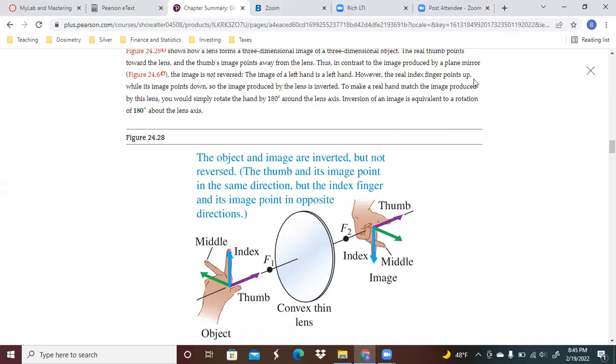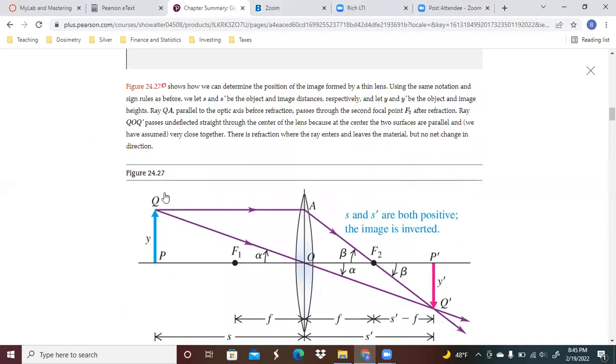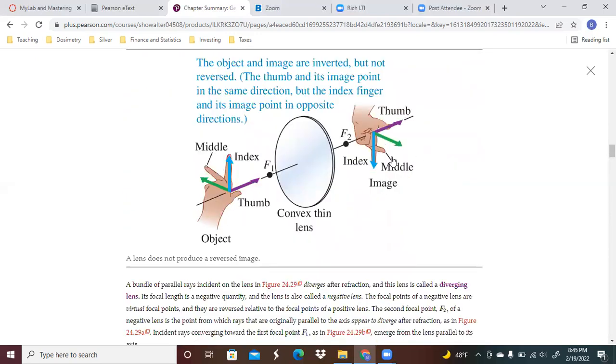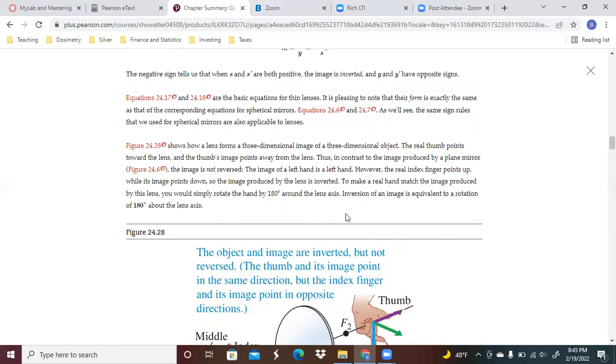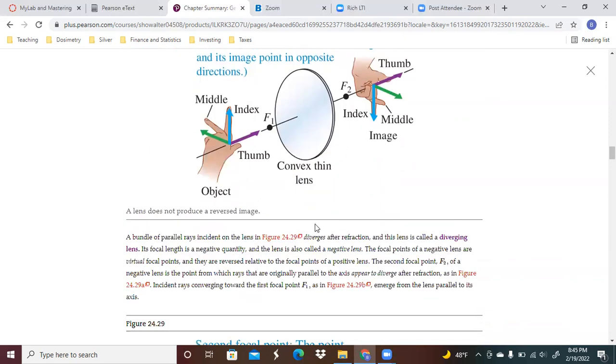The image of a left hand is, in fact, a left hand. However, the real index finger points up, while the image points down. So the image produced by the left hand is, in fact, inverted. As you might expect from what we saw up here, where this was positive and this was negative, this image is being inverted here. So to make a real hand match the image produced by this, you would simply rotate the hand by 180 degrees around the lens axis, and then you've got what you had originally. Inversion of an image is equal to a rotation of 180 degrees around the lens axis, okay?